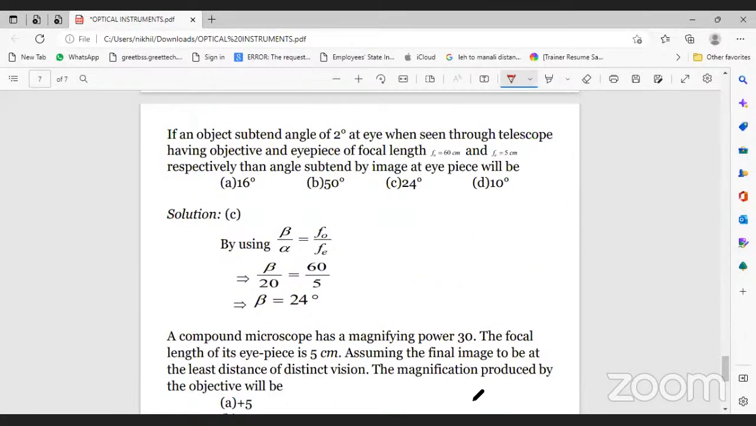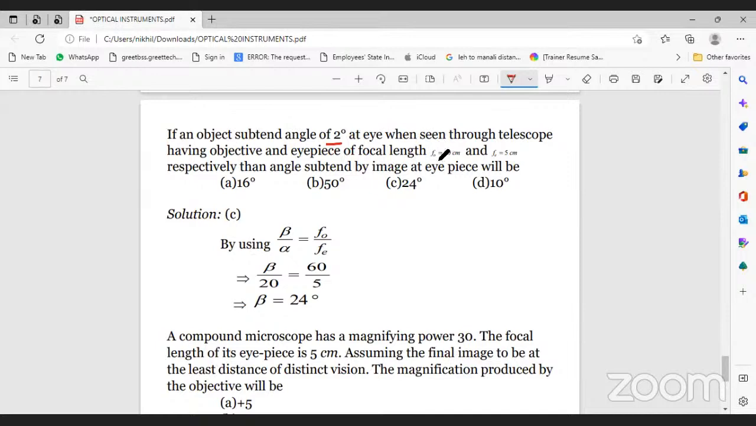In this page, 2 problems are there. Very quite simple problem. Now, an object is subtending an angle of 2 degree at the eye when seen through the telescope, having objective and eyepiece focal lengths.